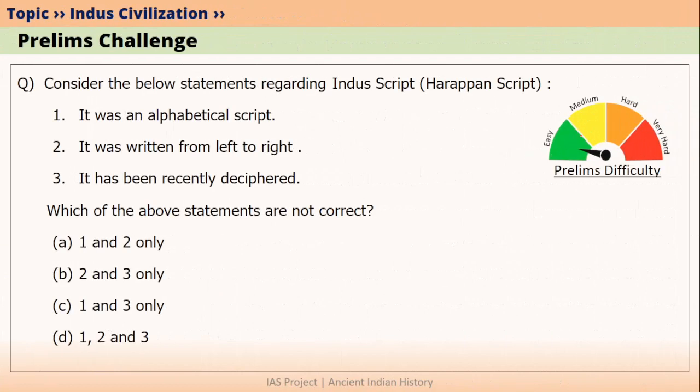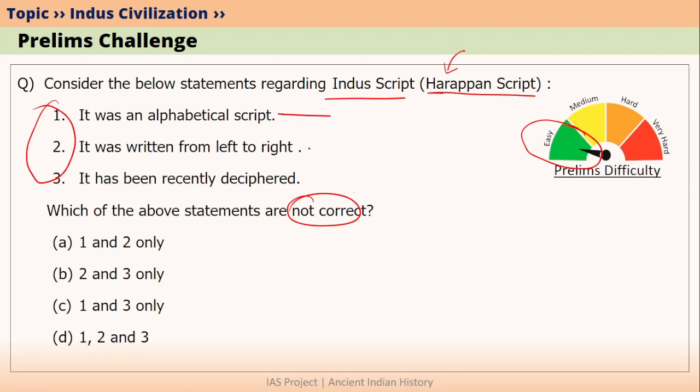Before we go into the video, let me ask you an easy question regarding Harappan script. Consider the below statements regarding Indus script, that is Harappan script. 3 statements have been given here, and the question is, which of the above statements are not correct? The first statement is, it was an alphabetical script. The second statement is, it was written from left to right. And the third statement is, it has been recently deciphered.